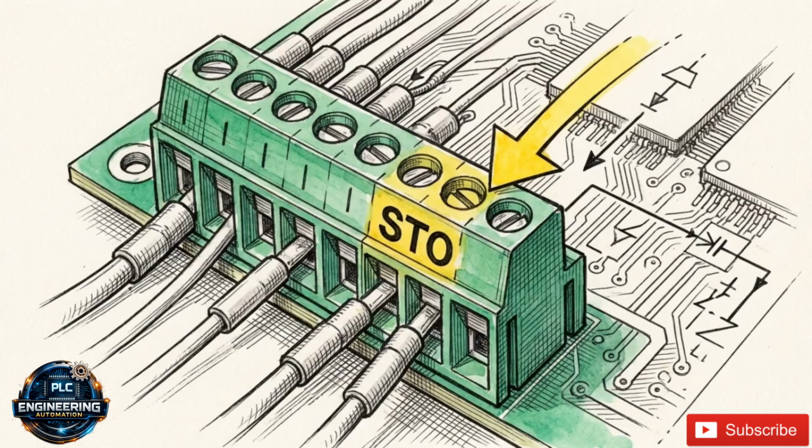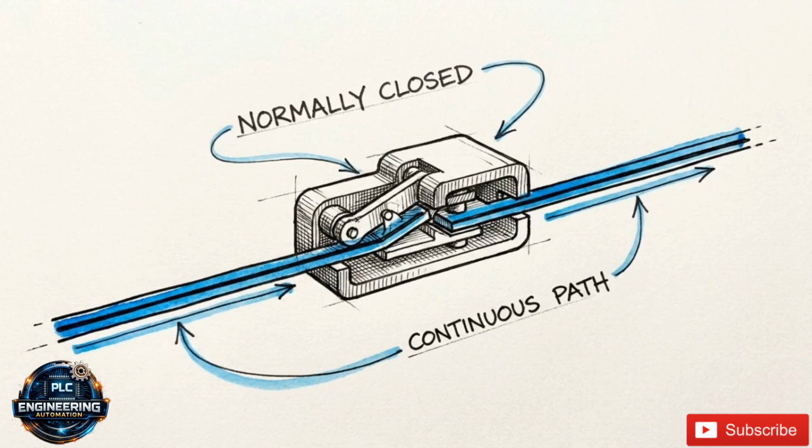This physical failsafe logic extends to the drive's most critical hardware protection, the Safe Torque Off, or STO terminal. The STO circuit must always be wired using a normally closed contact. In a normally closed setup, continuous current proves the circuit is intact. If an emergency stop is pressed, or if the wire is accidentally cut, the circuit opens. This physically blocks the firing pulses from reaching the IGBTs, instantly cutting torque to the motor.